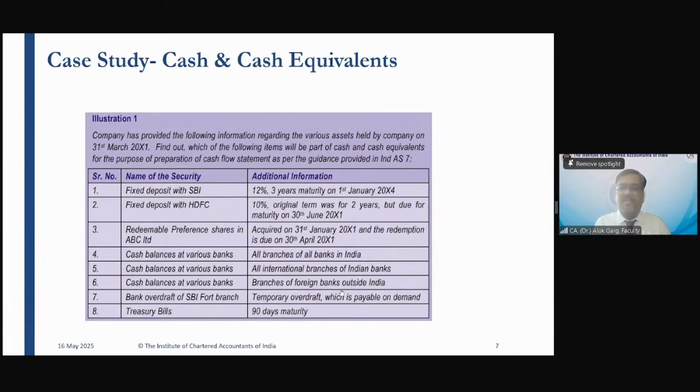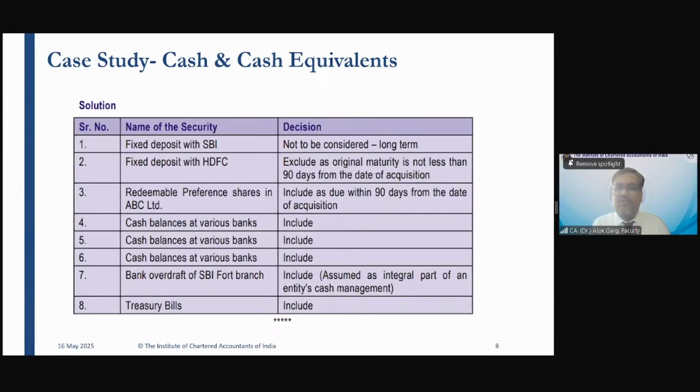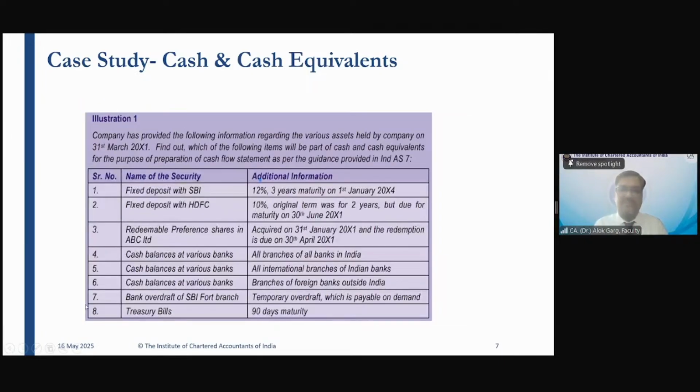So what was the answer for the first question? Not to be considered. It is a long term. What is the answer for the second? Exclude, as original maturity is not less than 90 days from the date of acquisition, not from the date of balance sheet, from the date of acquisition. What is the answer of the third one?